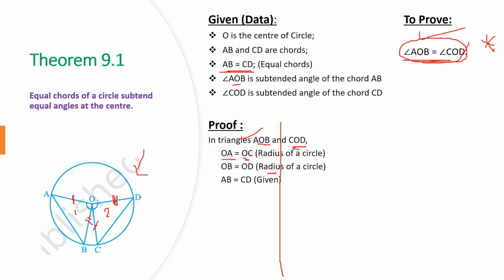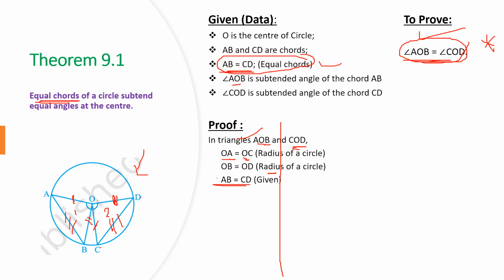Let's go for the third one. AB is equal to CD. Why is AB equal to CD? Because it is given here, as part of the theorem. It's equal chords. AB is equal to CD. It's given in the theorem, so naturally AB is equal to CD.